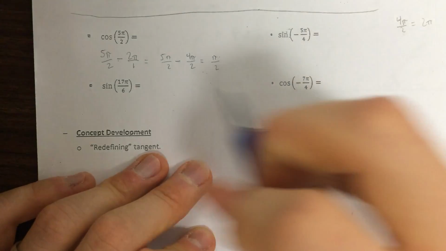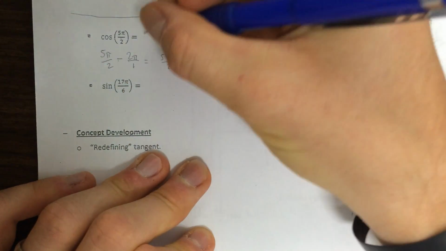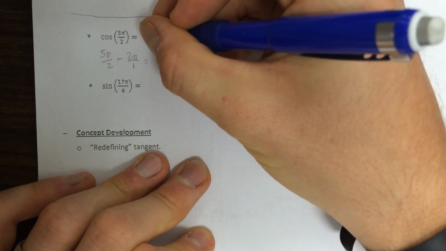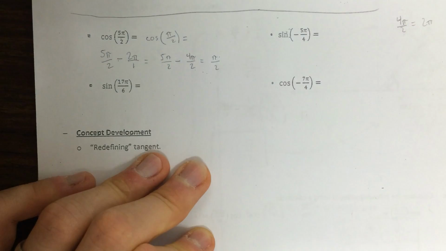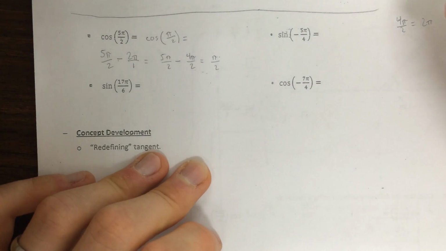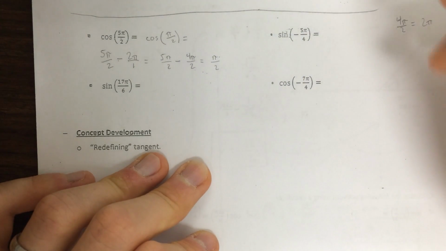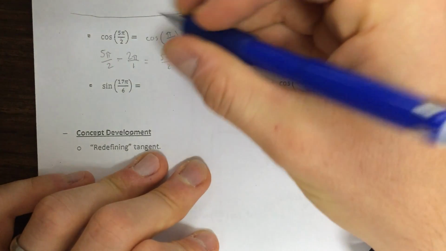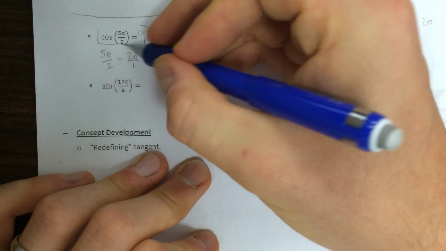And so what this really means is 5 pi over 2 and pi over 2 are coterminal, which means that cosine of 5 pi over 2 is the same thing as cosine of pi over 2. And if you look on your unit circle, at pi over 2 you would find the coordinate point 0, 1, and cosine is always x, so cosine of pi over 2 is 0. So cosine of 5 pi over 2 is 0, same thing.